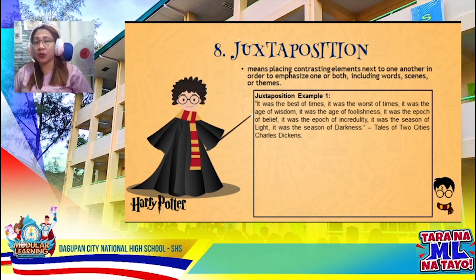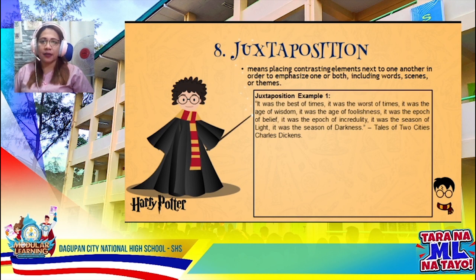It was the worst of times. See, contradicting: best, worst. It was the age of wisdom. It was the age of foolishness. We have foolishness and wisdom. It was the epoch of belief. It was the epoch of incredulity. Again, contradicting. It was the season of light. It was the season of darkness.